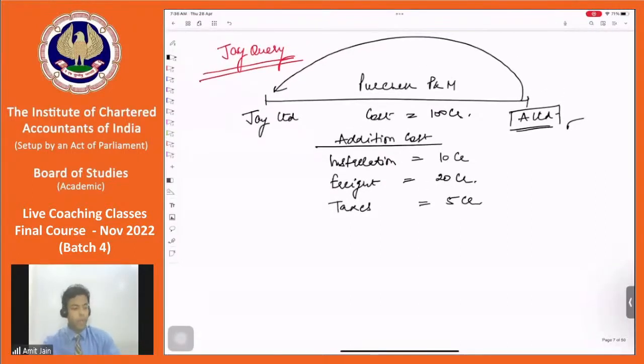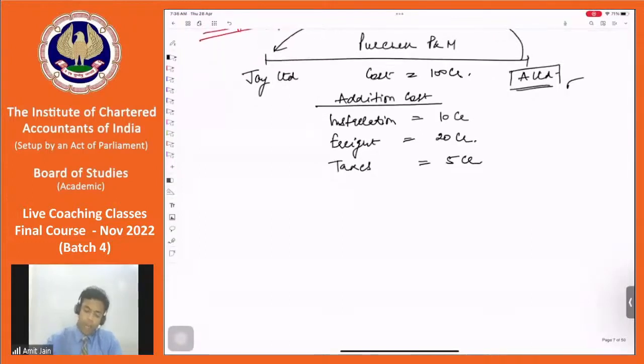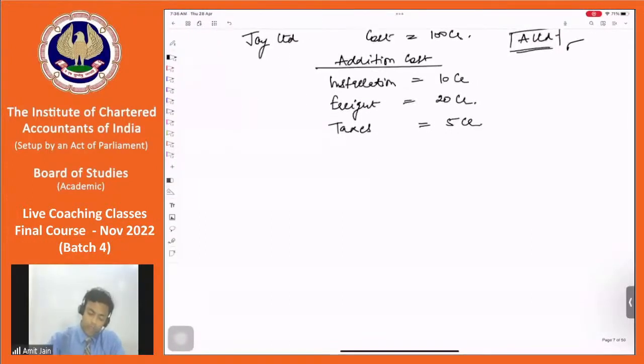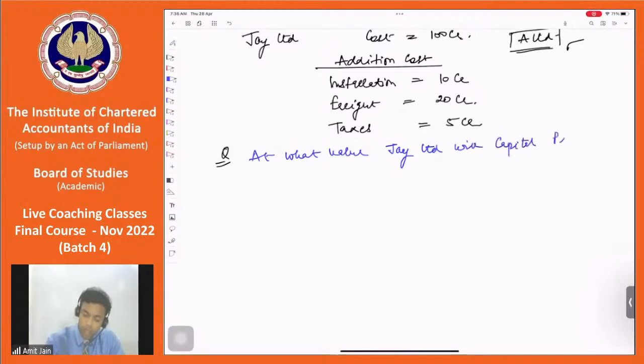Now, Jay, tell me, at what value will J Limited capitalize plant and machinery? Question is, at what value will J Limited capitalize the plant and machinery?